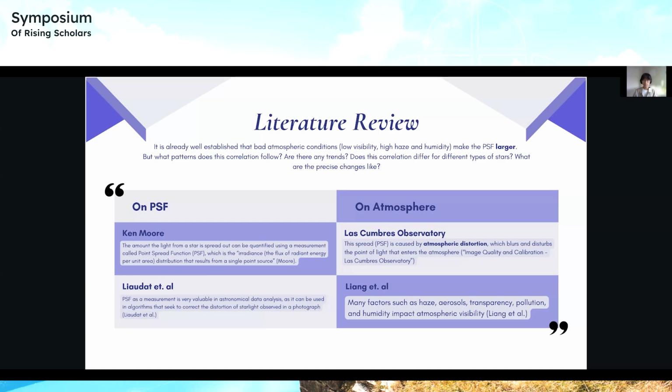Another source goes more in depth into how the atmosphere actually interacts and says that many factors such as haze, aerosols, transparency, pollution, and humidity all impact the atmospheric visibility. All these factors are in play when you're considering how good the atmosphere is on a given night.